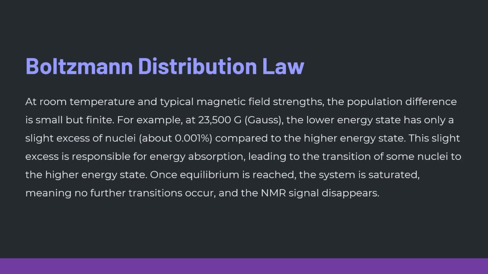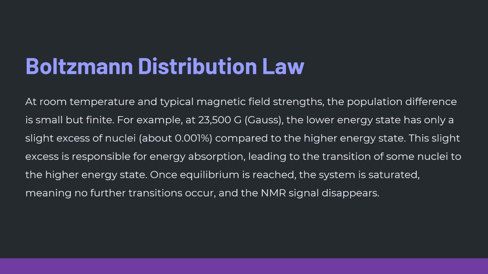The Boltzmann distribution law explains how nuclei distribute between different energy states in a magnetic field. At room temperature and under typical magnetic field strengths, the number of nuclei in the lower and higher energy states is not equal, but the difference is small yet significant. For example, at a magnetic field strength of 23,500 Gauss, there is a very slight excess of nuclei, approximately 0.001%, in the lower energy state compared to the higher energy state.